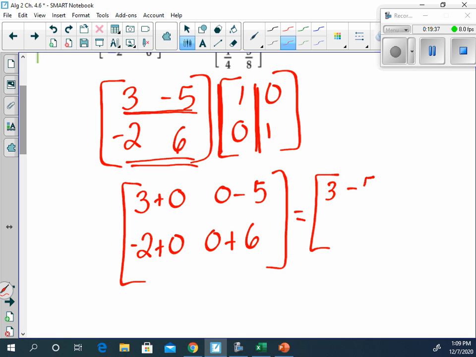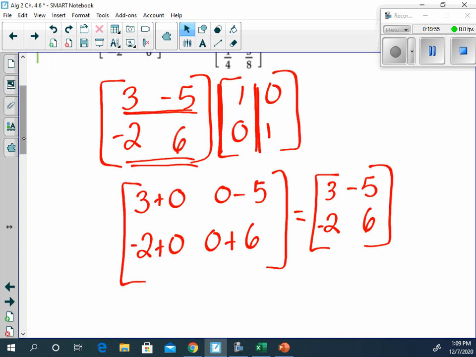Well, didn't it give me back what I started with? Whenever you multiply by the identity matrix, it will give you back exactly what you had before. It doesn't change anything, which is kind of helpful.